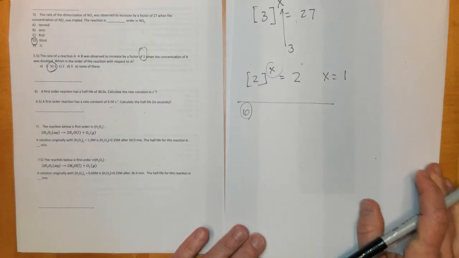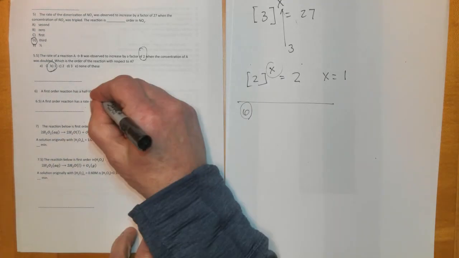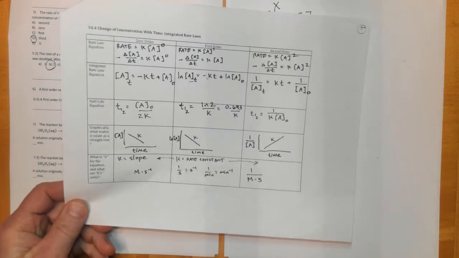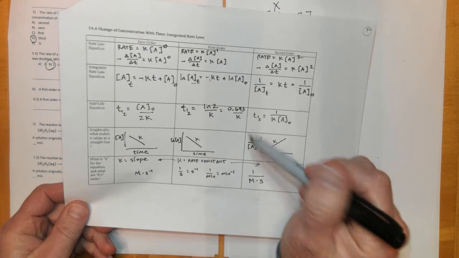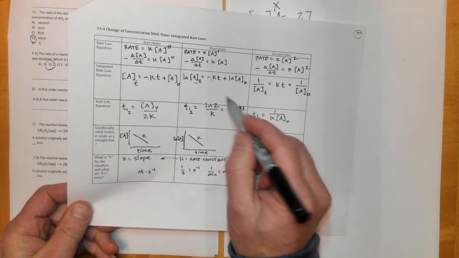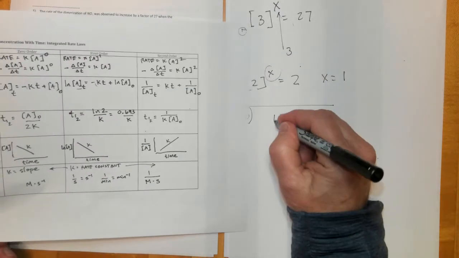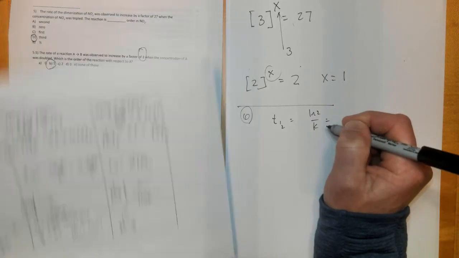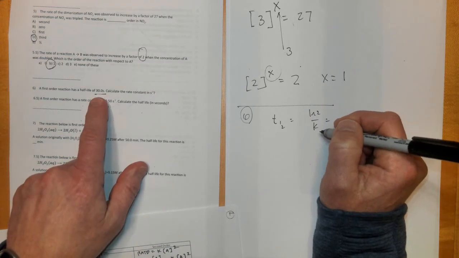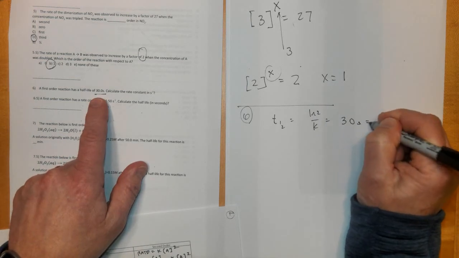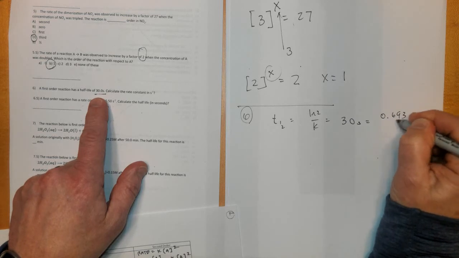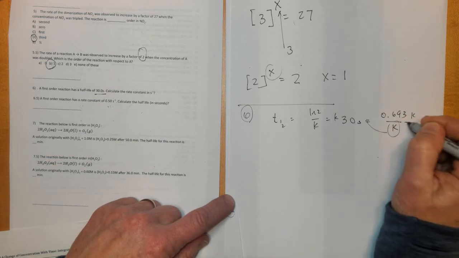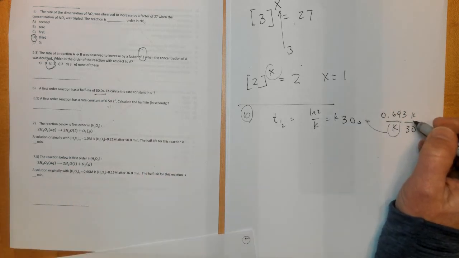Number 6, a first order reaction has a half-life of 30 seconds. Calculate the rate constant. So looking at the concentration versus time rate law page in first order, half-life equation, T1/2 equals the natural log of 2 divided by k. And we know that the half-life is 30 seconds. And that equals 0.693 divided by k. Solving for k, we'd multiply both sides by k, divide both sides by 30, and we end up with k.